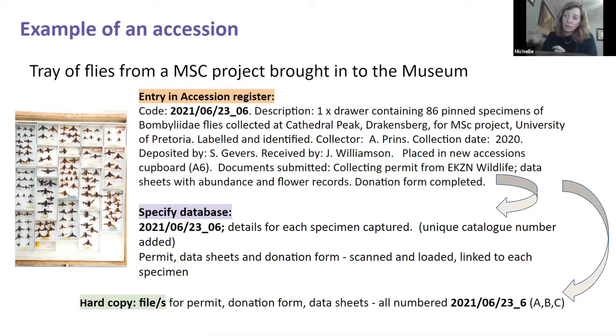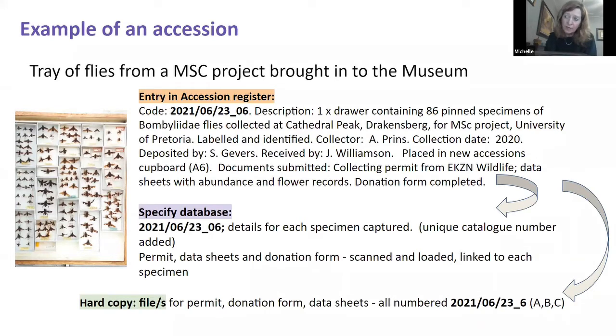And later, once it's incorporated into the collection, ideally each of those specimens will get a unique catalog number, but you can add that later. For now, you're using the accession number for each of them. And then those documents that came in as well, they should be filed in a hard copy file, but they should also be scanned and uploaded into your database and linked to each specimen, so that later you know that specimen was collected on that permit, it was donated according to that form.